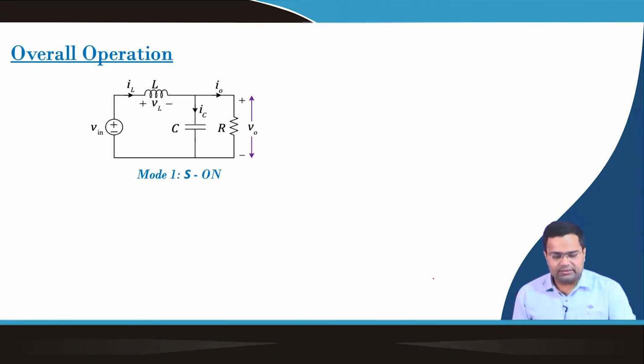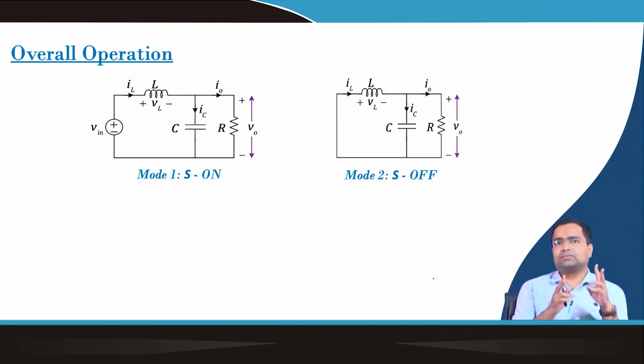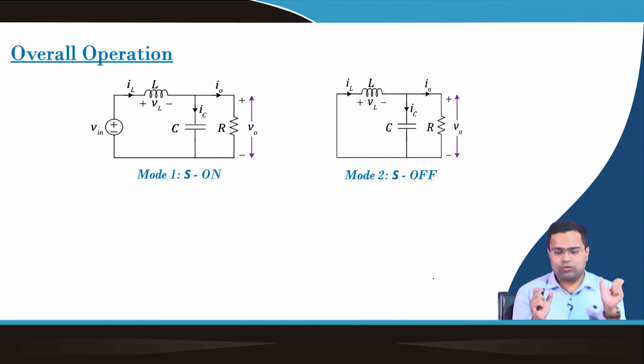Now, if we look at the overall operation, when the switch is on we call it mode 1, and when the switch is off we call it mode 2. Here we are talking about a synchronous buck converter, which has two MOSFETs, a high side and a low side MOSFET, and the MOSFET can carry current in either direction. In this case this buck converter will always operate in continuous conduction mode. That is why we are getting two configurations, mode 1 and mode 2.